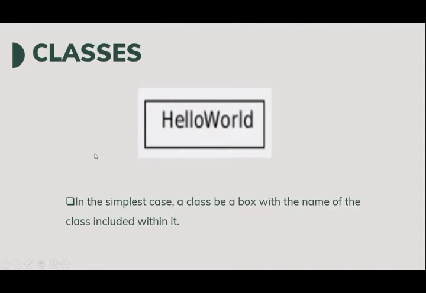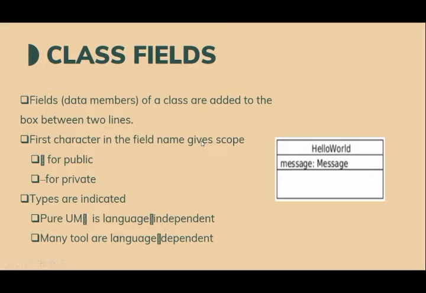So classes. In the simplest case, a class is a box with the name of the class included within it. Next are the class fields. Class fields, the data members of a class, are added to the box between two lines. The first character in the field gives the scope. So, if the field is public, it is tagged with a plus sign, and if private, a minus sign. Types indicate pure UML language and are independent. Many tools are language dependent.